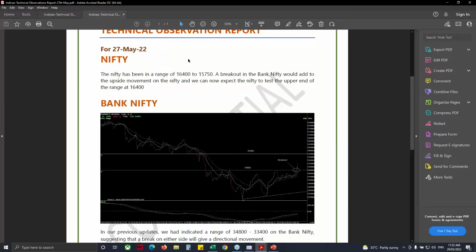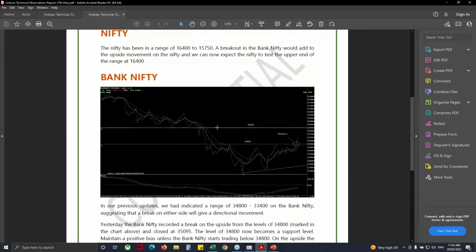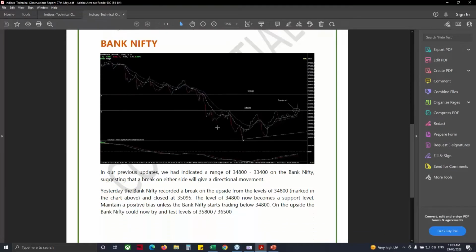On 27th May we said that Bank Nifty has given a breakout, but Nifty is still in the range. And today also, after the good move on Friday, still we are within the range. The breakout is awaited. Bank Nifty, as expected, moved further upwards and we got the close around 35,500, 600 levels.